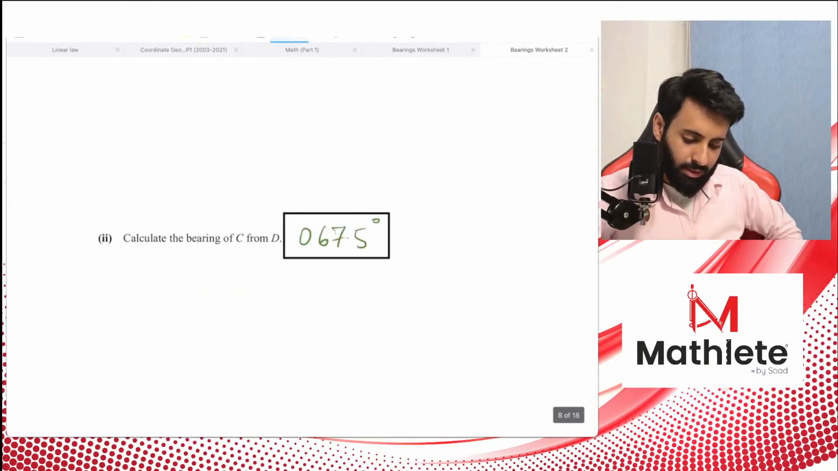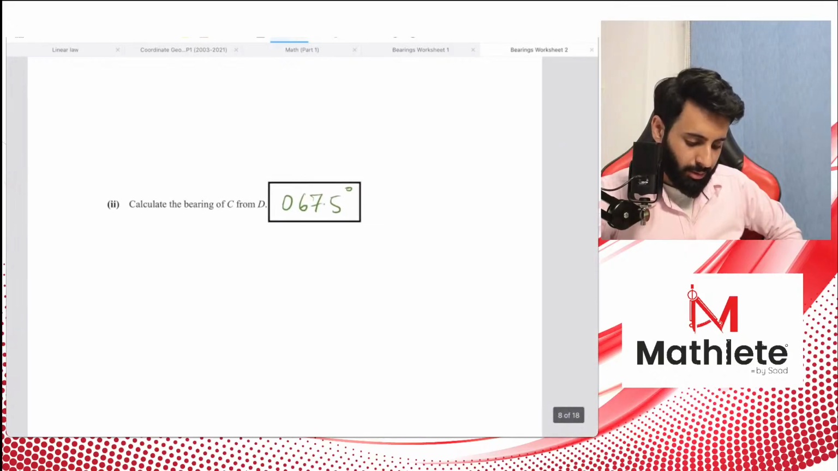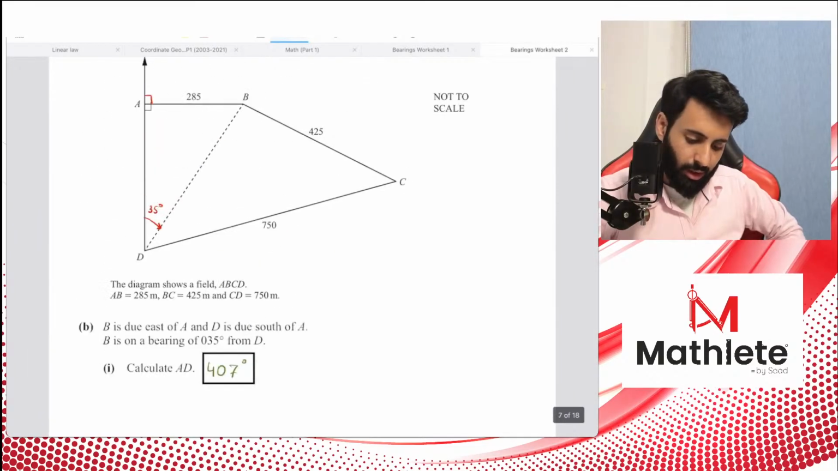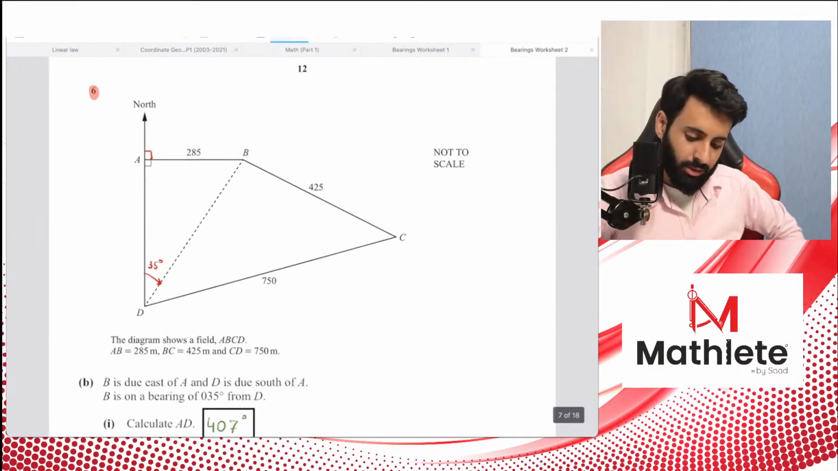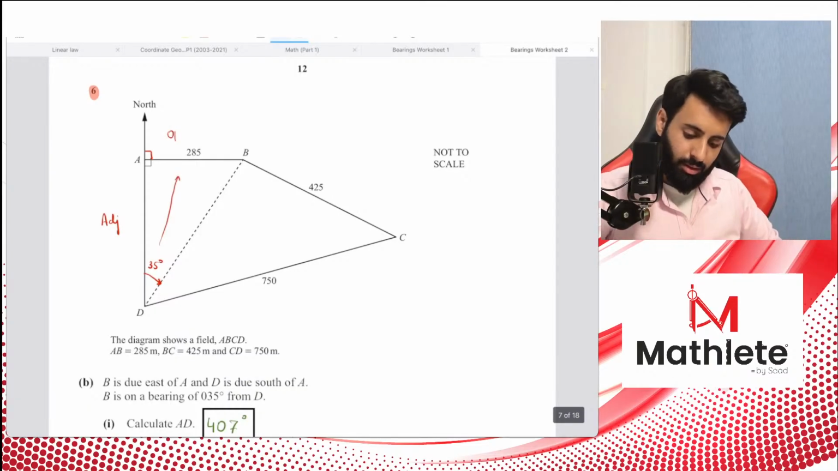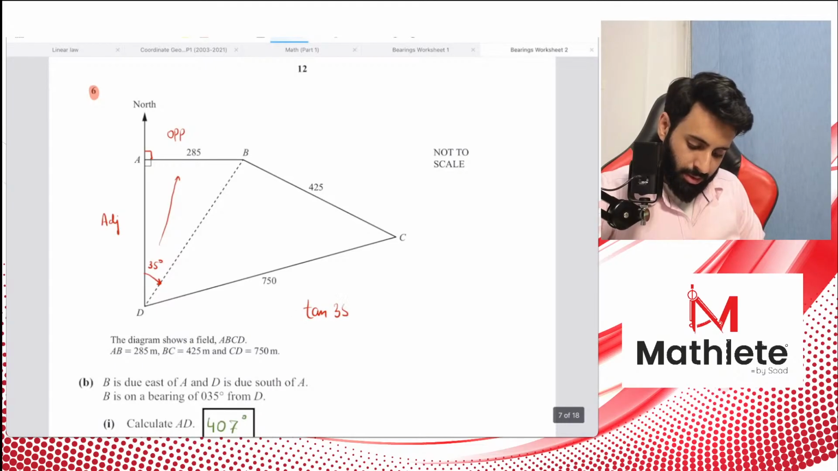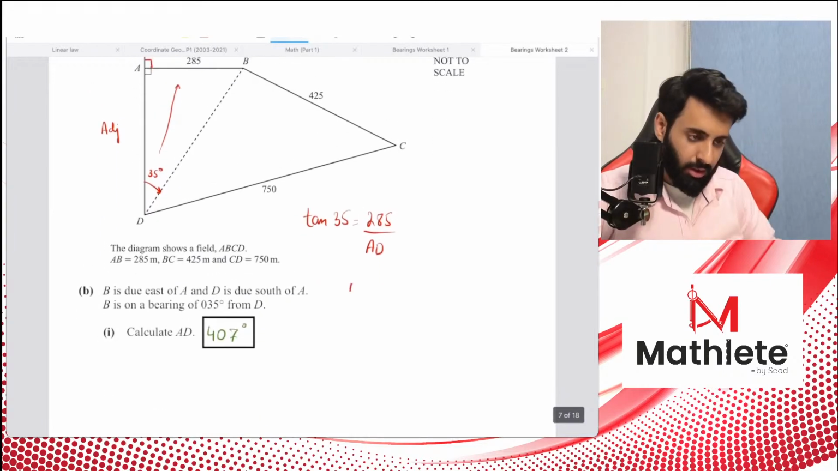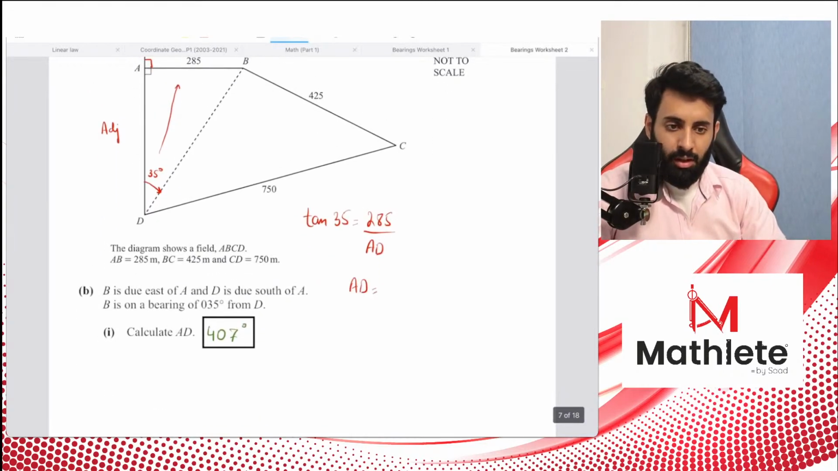Okay, so actually it's this part why I've included this question. Okay, so we can find out AD. It's a no-brainer, honestly. Okay, so AD, if you think about it, is actually the adjacent length, and this length is actually the opposite length. Okay, so we have to use tan 35 equals to opposite, which is 285, upon adjacent, which is AD. So AD equals to, let's see what we get.